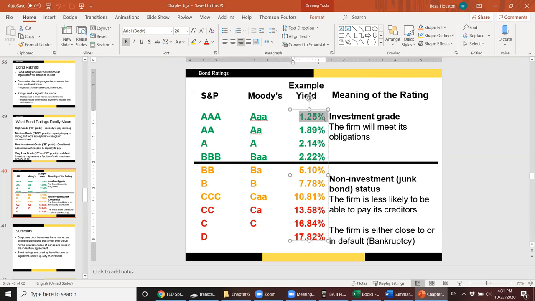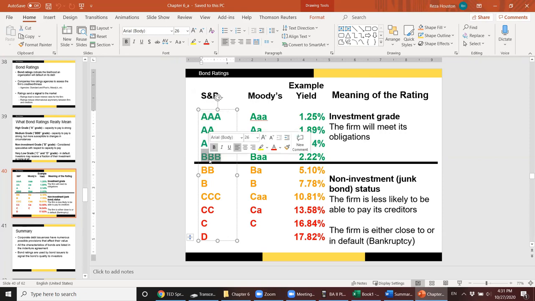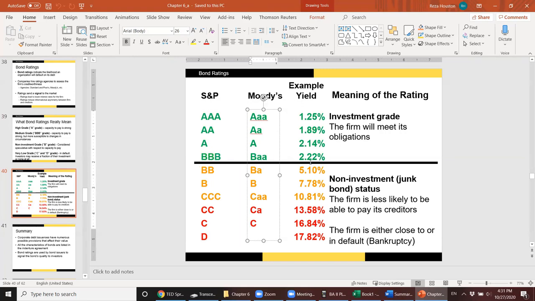And so typically those bonds are seen as less risky and they come with a lower interest rate. We have a number of different bond ratings, but the lowest investment grade rating is triple B for S&P or Baa for Moody's. Once you go below this line, you're in the quote unquote junk bond ratings, or non-investment grade status. This is where your interest rates on your bonds start to get very high. Generally, anything below triple C is essentially seen as almost guaranteed to default.